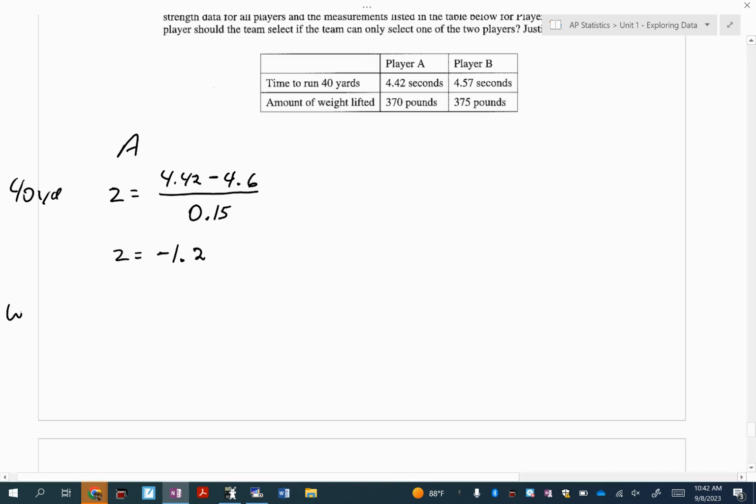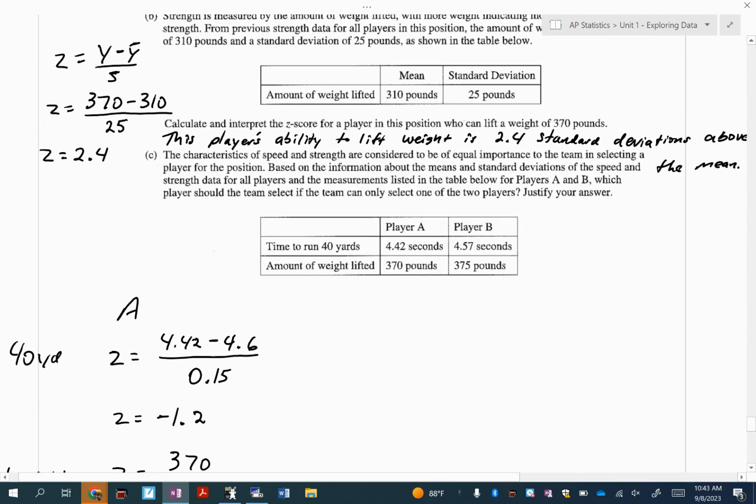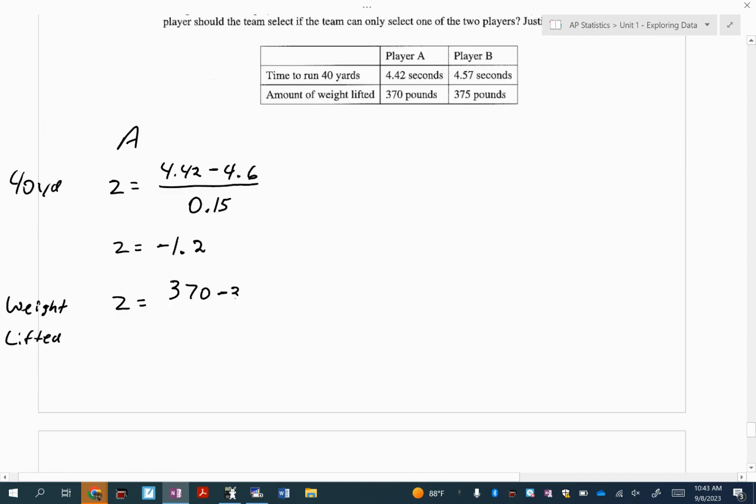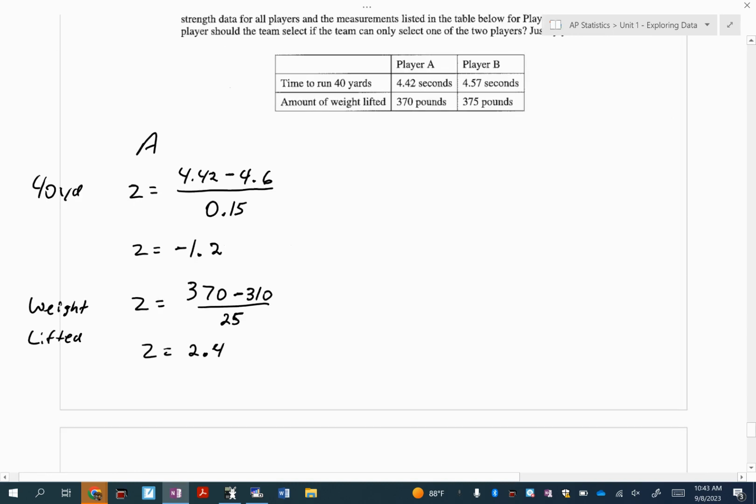Okay, and then this is weight lifted, which is 370. Is this one that we just did, 370? Yeah, we just did 370. We just calculated this one. And what was that, 2.4? Okay, I'll do player B.